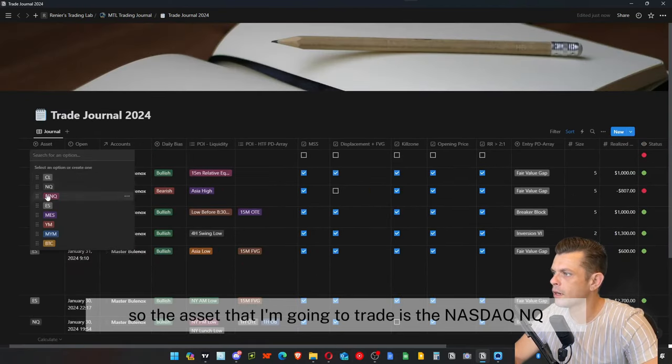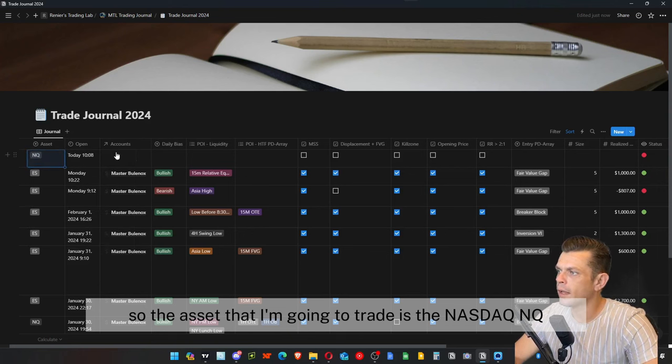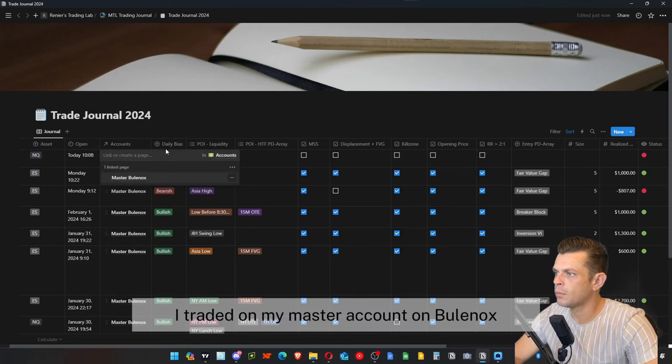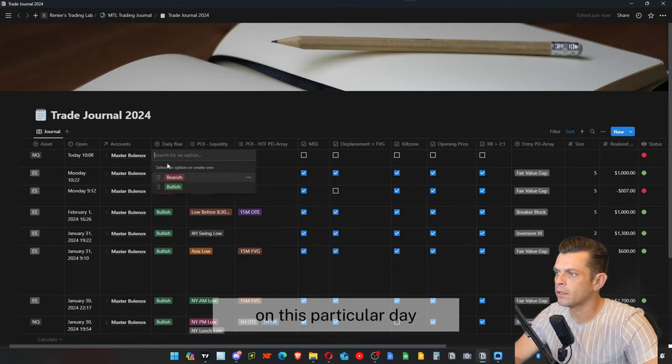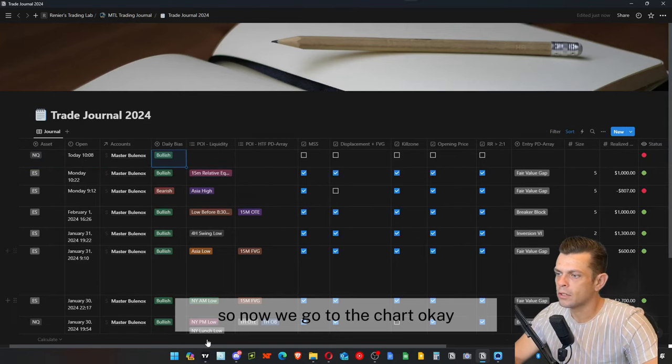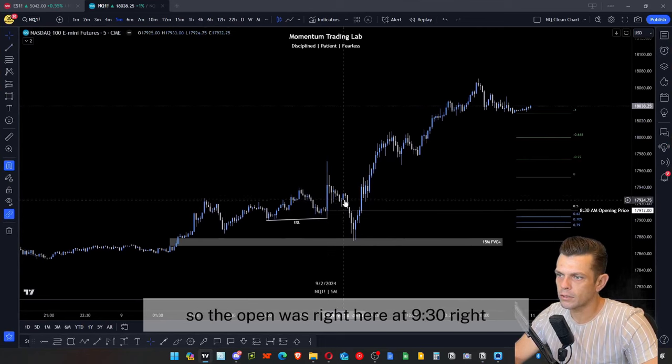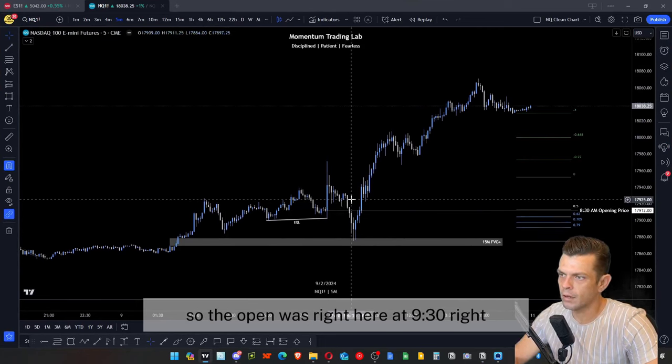So the asset that I'm going to trade is the NASDAQ NQ. I'm going to trade it on my master account on Bulenox. Okay, on this particular day, we were bullish. So now we go to the chart. Okay, so the open was right here at 9:30, right?